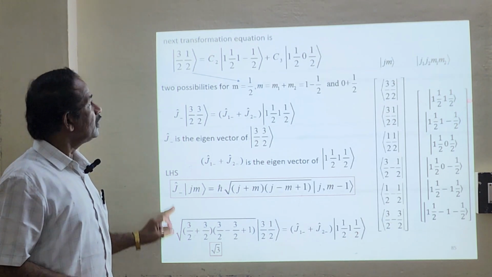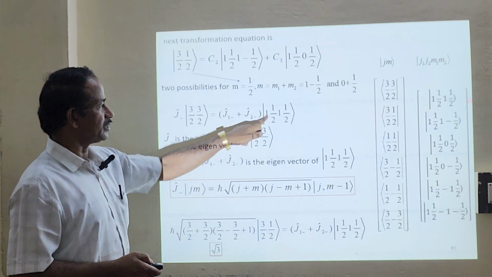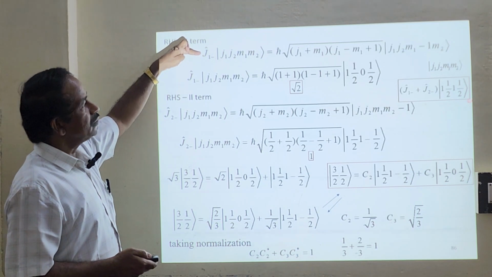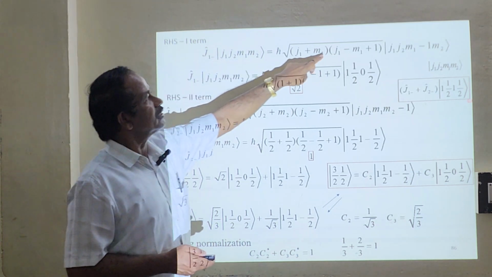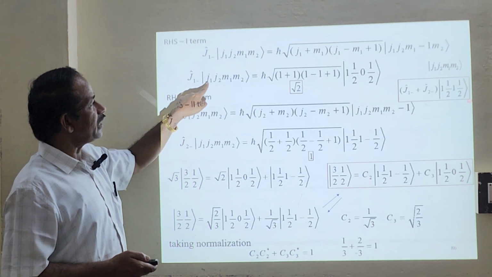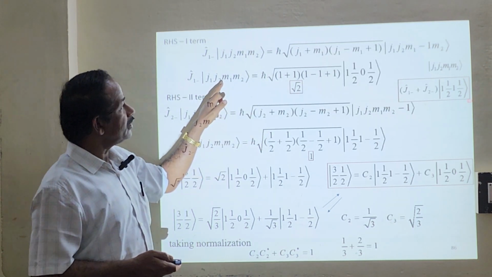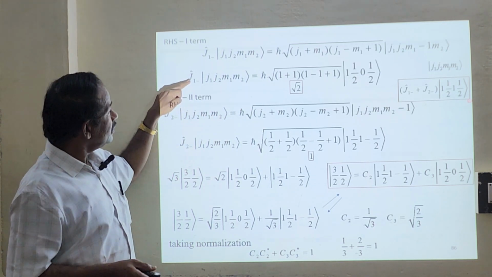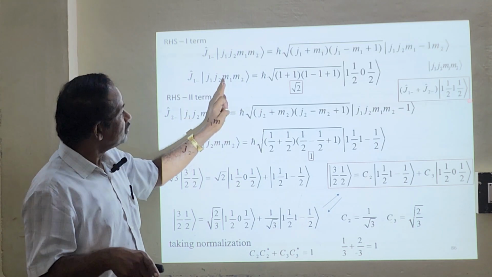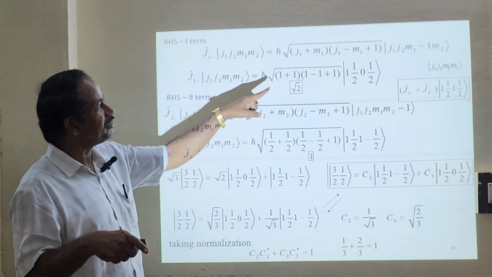Very simple one. Now we will go for the right hand side, first term. This will be your second term. So for the right hand side first term, write the same equation. J1 minus acts on |j1, j2, m1, m2> and will give you this one. And a very important thing is J1 minus acts only on m1, not on m2. This m1 will change into m minus 1. Very important.